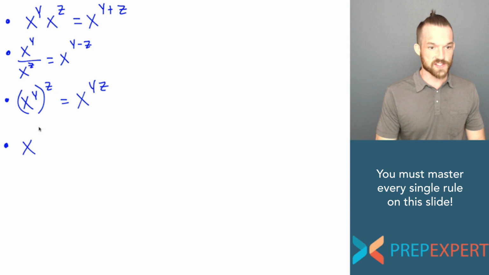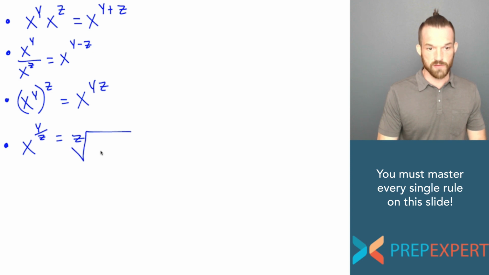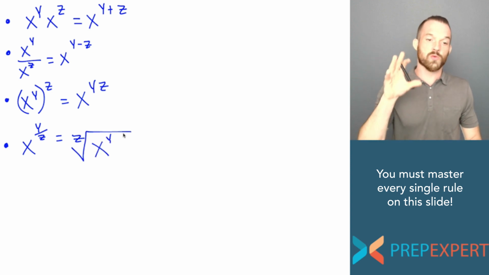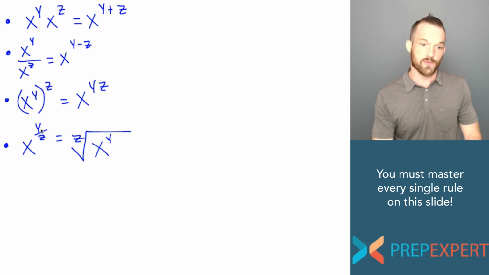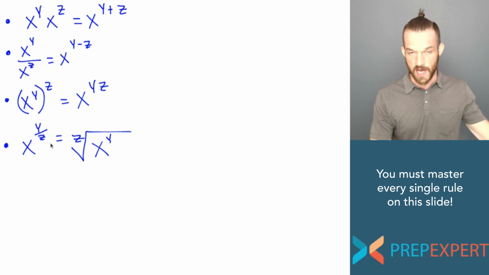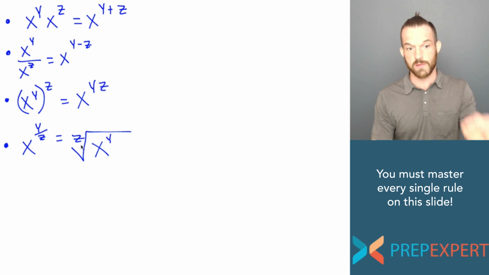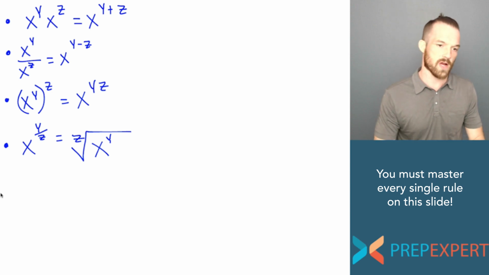And that is this, x to the y over z is equal to the z root of x to the y. So that's an important one. Make sure you get comfortable with it. The numerator of the fraction that is the exponent on the left becomes the exponent inside the root sign on the right. The denominator z on the left becomes the root that you're taking on the right.